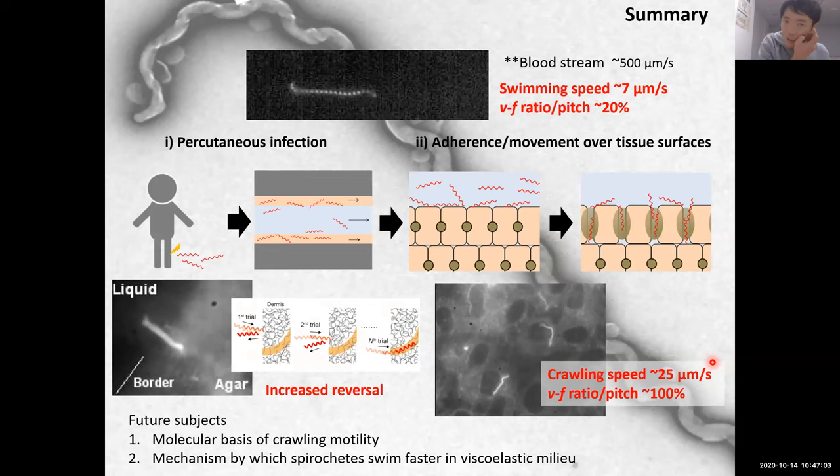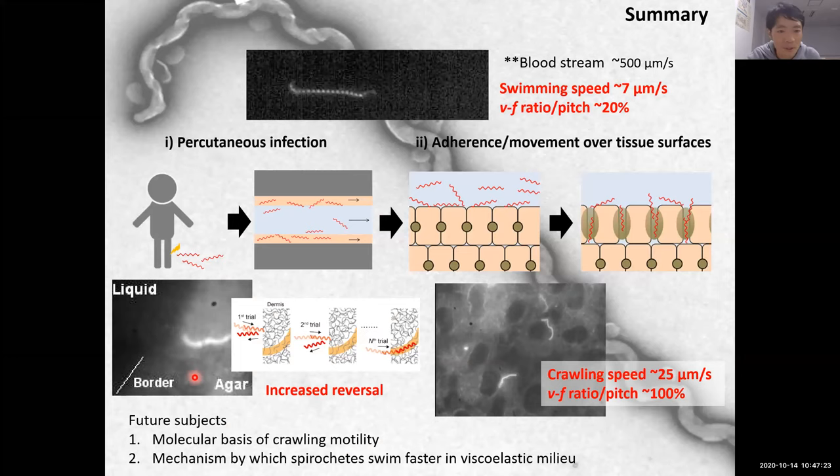Yeah, this is a summary of my talk. So I addressed leptospirosis using biophysical experiments. First topic, pathogenic infections. Our conclusion is that such highly frequent reversal of swimming is very important for trial and error in searching for the easier infection route. And on the cell surface, maybe persistent crawling is important.